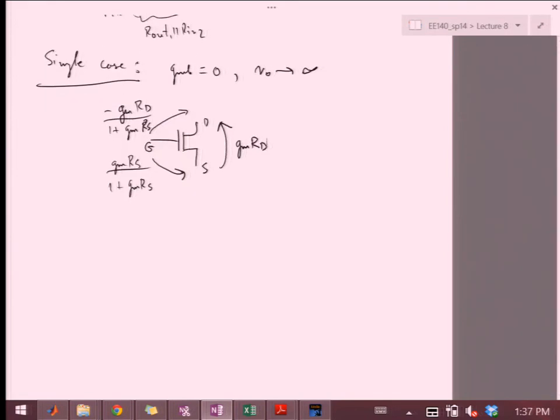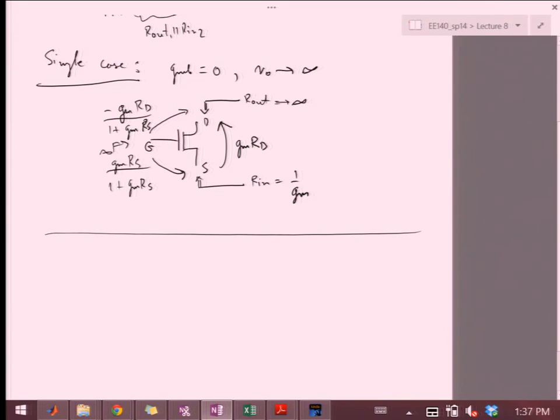OK, so then again, if I look at R out in this case, because we assume that R naught is infinity, R out here will be infinity. If I look from this side, my R in will be what? People remember? I hear the, speak louder, you're right. 1 over GM, that's right. And then, of course, from the gate side, the input will be infinity.